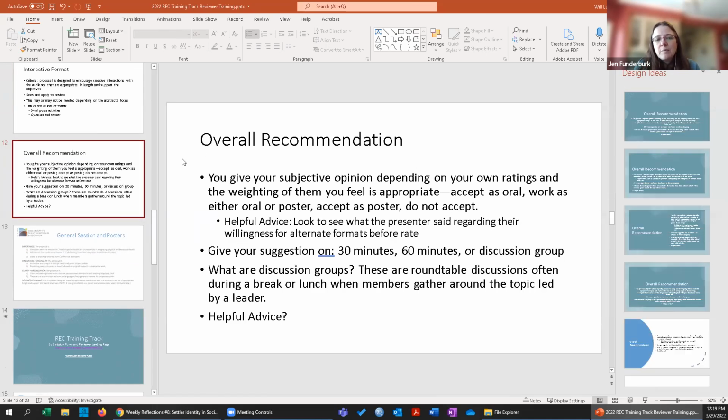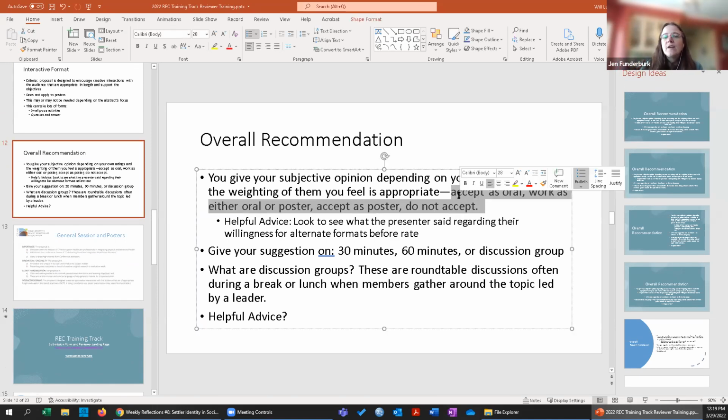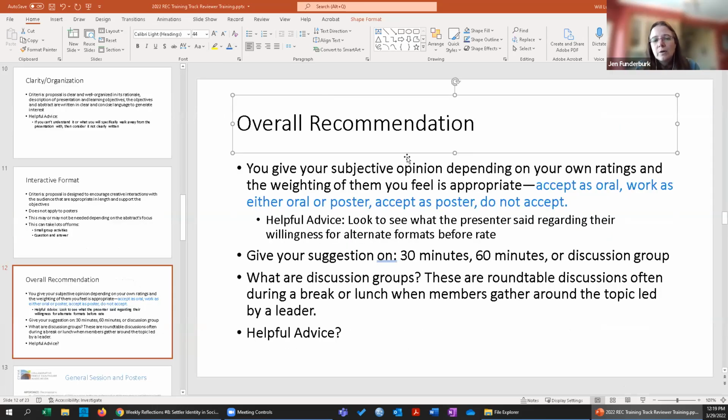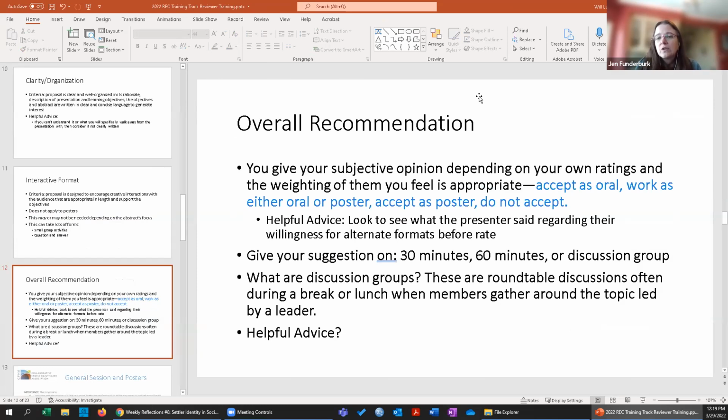And then I just gave some tidbits on the overall recommendation. You can give your subjective opinion in this case across all of your ratings, and weight them as you feel is appropriate. So you may feel that this is so innovative that it must be accepted as an oral presentation as it's submitted. Or you may feel that it could be an oral presentation or a poster presentation, or that it's only really matching the needs of a poster presentation, or that it's not acceptable at all.